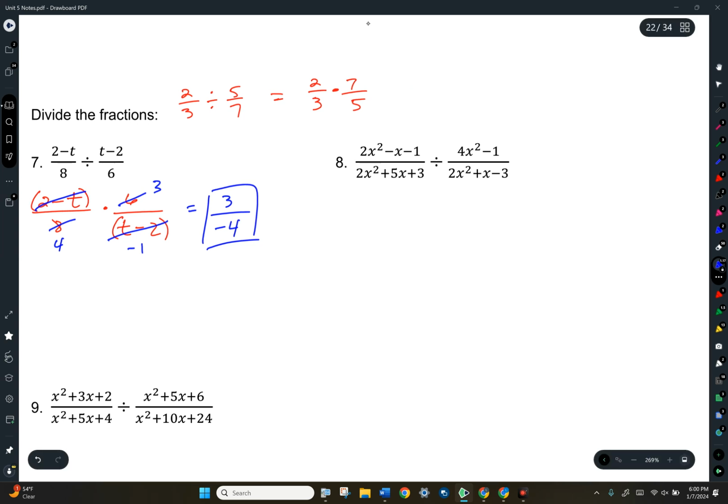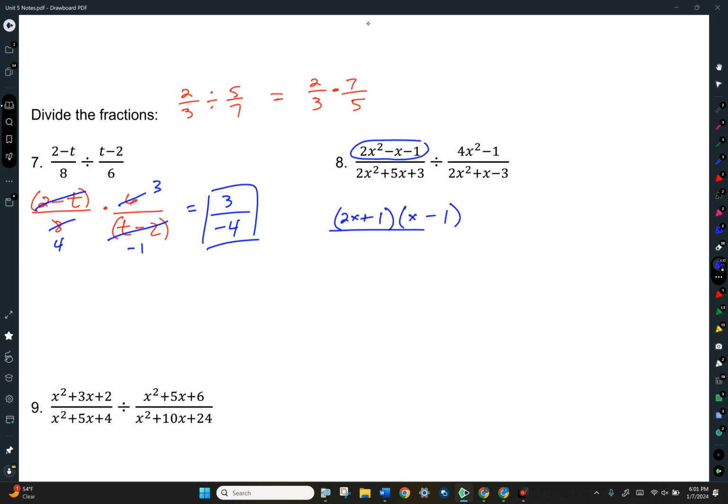Okay? So on number 8, yes, we're going to factor everything, and as a part of it, we're going to flip the second fraction. All right, so let's work on this first fraction. Here's the one I'm working on right now. So I'm going to think trial and error. Got to have different signs. 2x and x. The only way to get that 1 is 1 times 1. Is that going to give me a negative 1 in the middle? Yep, it is, right? Negative 2, positive 1. That's going to work. Okay, let's go to the bottom.